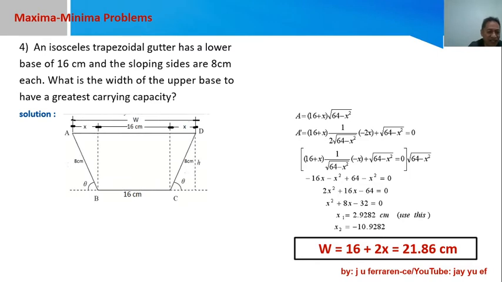Okay, so we have this as an isosceles trapezoid. I reflected the given base length, the lower base, having a length of 16 centimeters, and the upper base width is the one which is required, and that is W. So the sloping side is of the same length. That's why we call this an isosceles trapezoidal gutter. So 8 centimeters each. Okay?